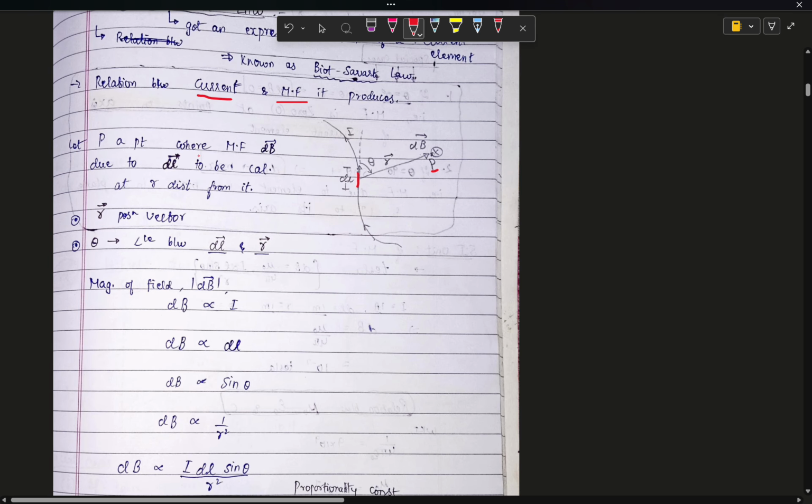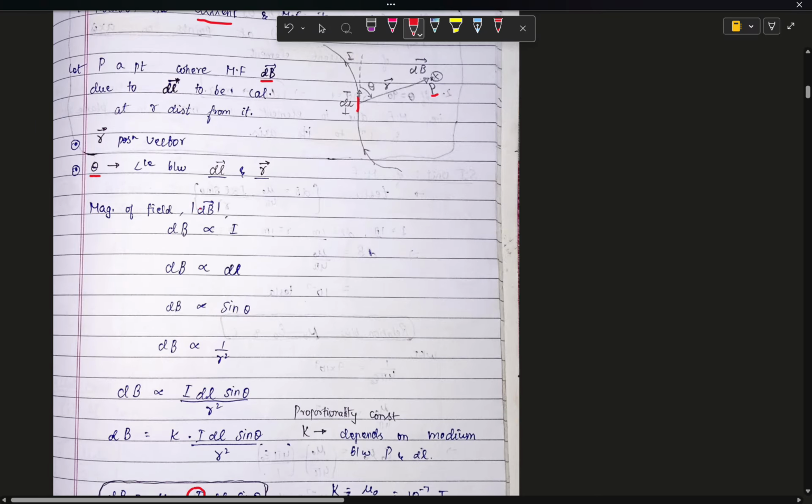Let's take a point P where the magnetic field due to this current element is dB. We have taken a small element dl, that's why the magnetic field is also dB. It is to be calculated at a distance r from the current element, so r is a position vector. Let's say this dl makes an angle theta with the position vector. Theta is nothing but the angle between the dl vector, the direction, and the r position vector.